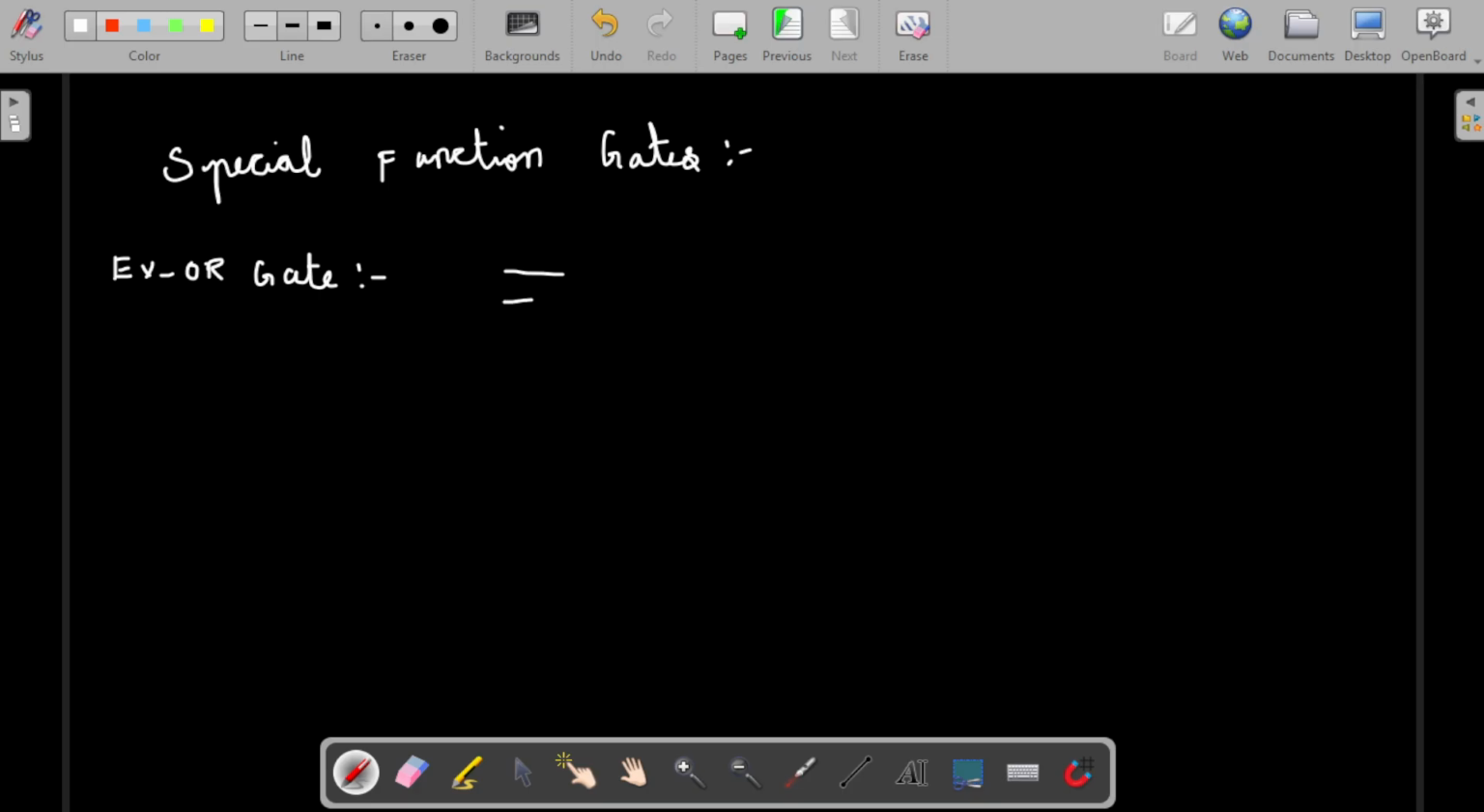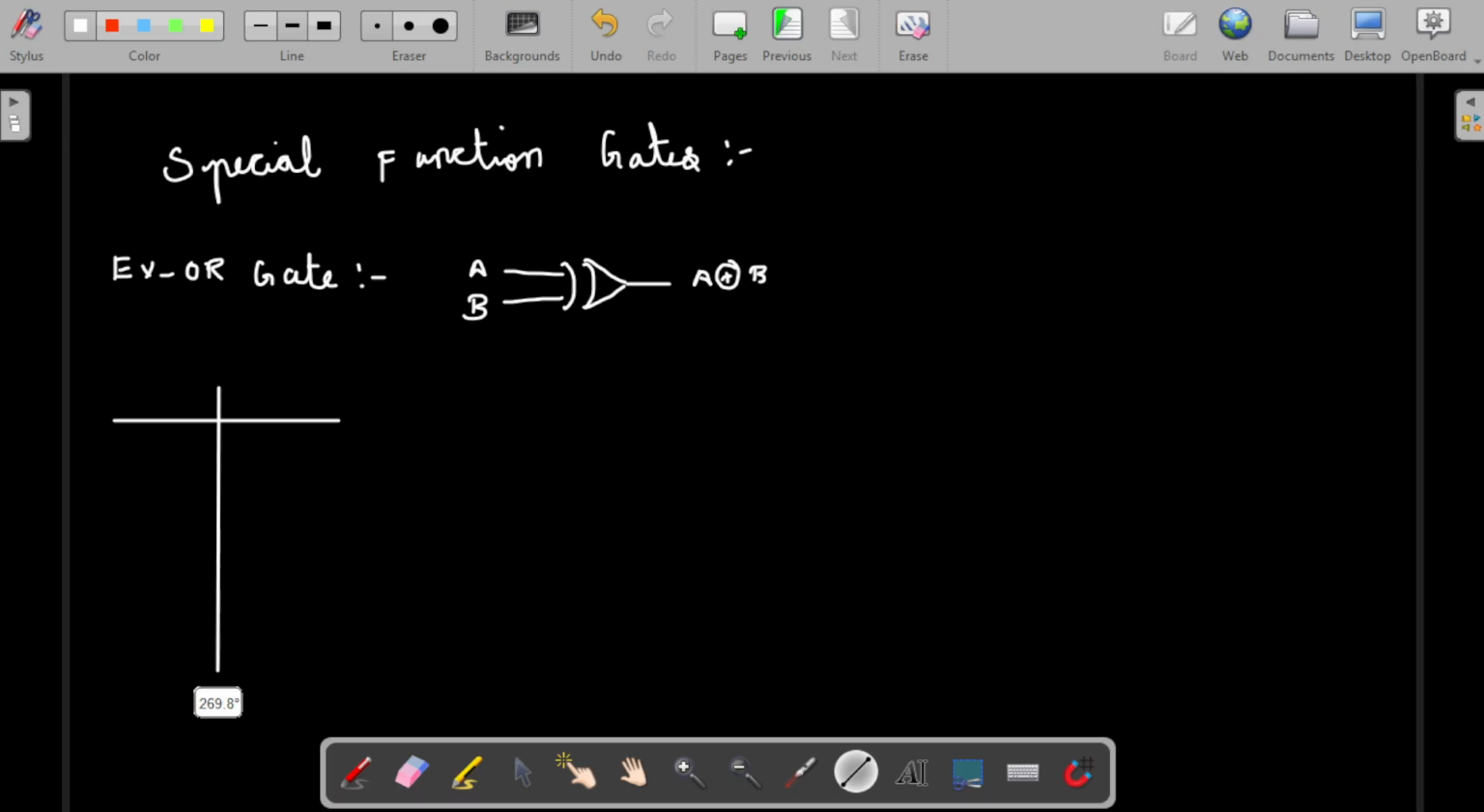First let me draw a diagrammatic representation of XOR. This is how the XOR gate will look. The output will be represented with this symbol, the XOR symbol. Let me draw a truth table so that you will be able to understand the thing. So, inputs A, B, and here A XOR B. So 0 0, 0 1, 1 0, 1 1.